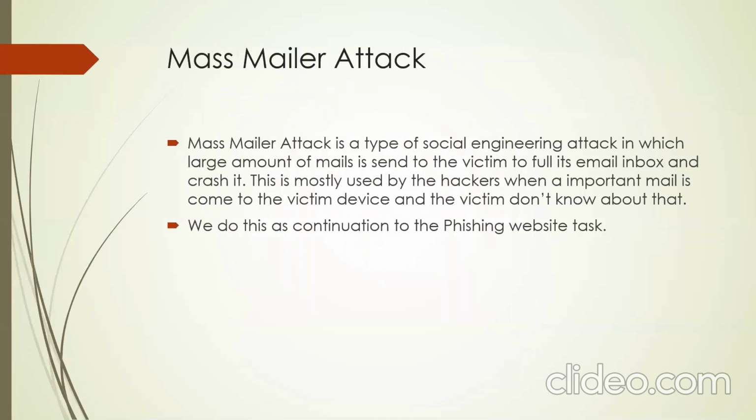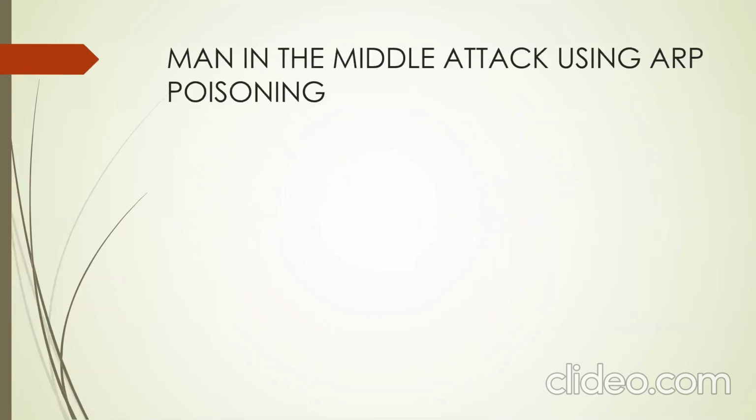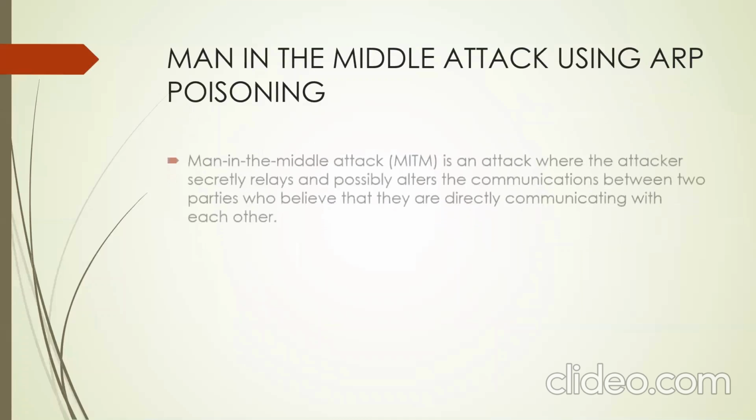So now, the next thing is the mass mailer attack. Mass mailer attack is a type of social engineering attack in which a large number of mails is sent to the victim to fill their email inbox and crash it. This is mostly used by hackers when an important mail comes to the victim's device and the victim doesn't know about it. We do this as a continuation to the phishing website task. Man in the middle attack using ARP poisoning is our next task.